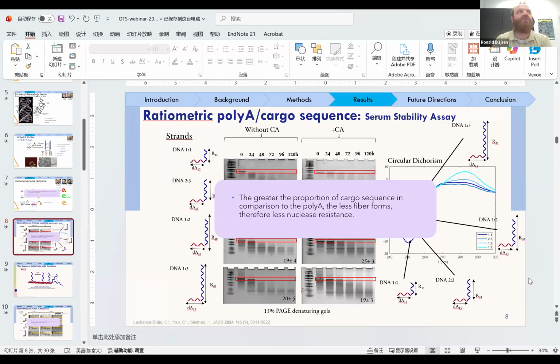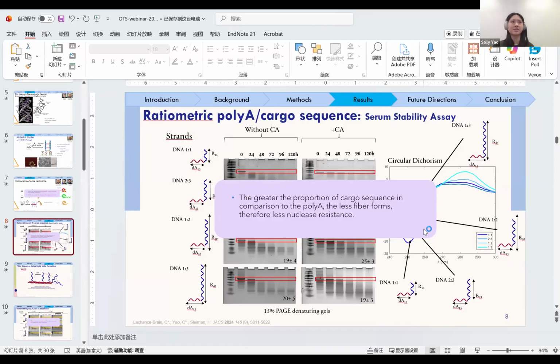Yeah. So this is mainly about the length. Did you also test the composition of the cargo? Because a different composition or different kind of cargo might also have a different effect on the fiber formation. That's a good question.